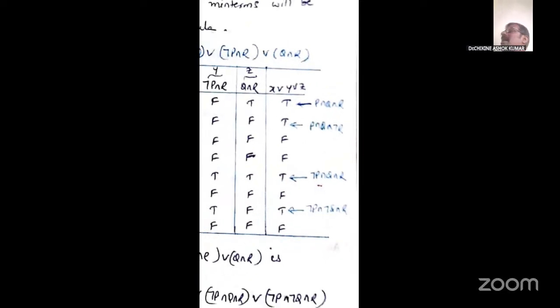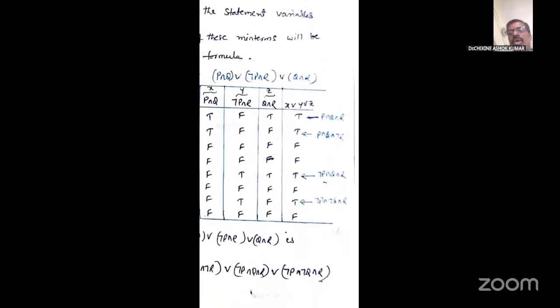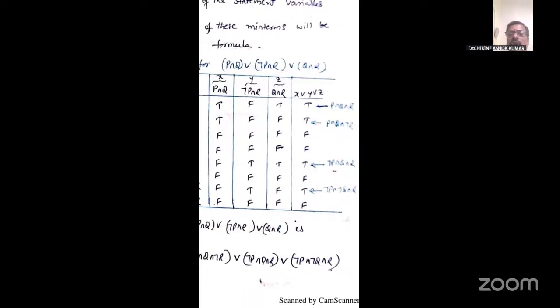So write this as a principal disjunctive normal form by selecting only the T rows, where the last column has the truth value T. Select those only. Remove the false statements. Wherever F is there, remove that one. Do not write that one. We have to write only the combinations where the last column has the truth value T. So here among the 8, the first one is T, the second one is T, the fifth one is T, and the seventh one is T.